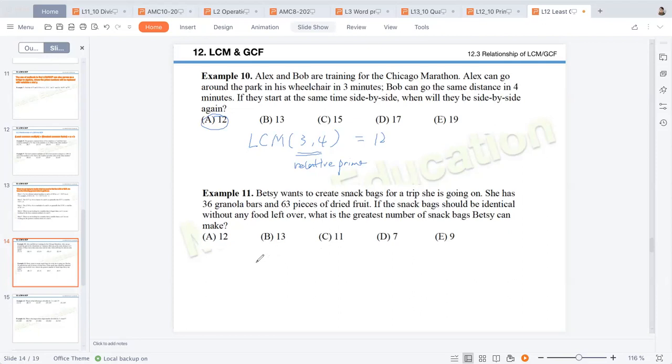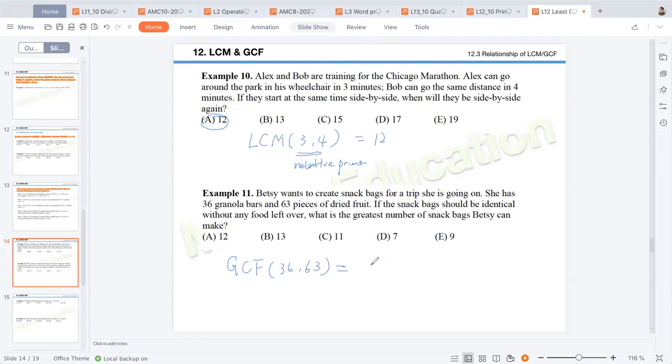So we want to find what? Find a number less than this number. So I just find the greatest common factor of 36 and 63. So here.